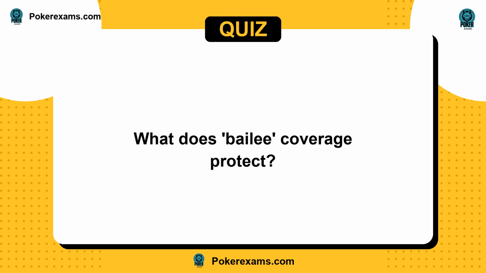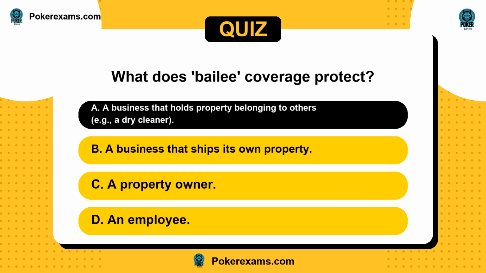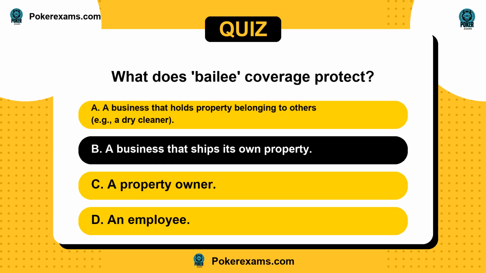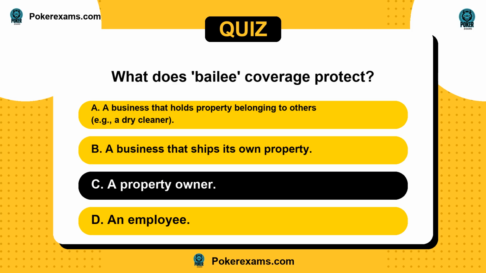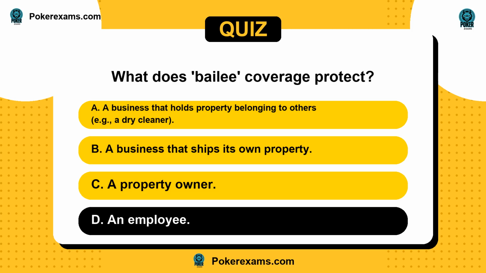Next question. What does bailee coverage protect? Is it A, a business that holds property belonging to others, e.g., a dry cleaner? Or B, a business that ships its own property? C, a property owner? Or D, an employee?